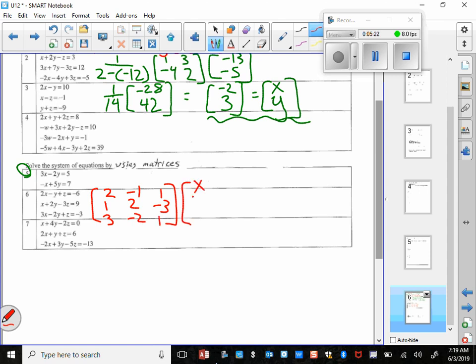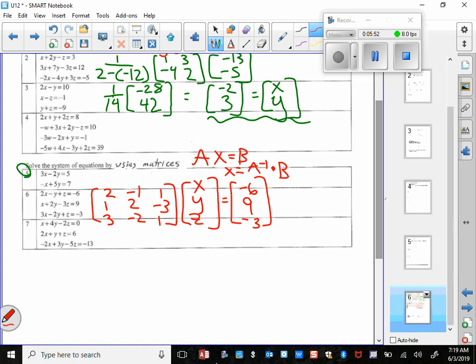Remember, our variables are x, y, z, and it equals negative 6, 9, negative 3. So we still have that same idea of A times x equals b. So remember, x is always going to be equal to the inverse of A times b.